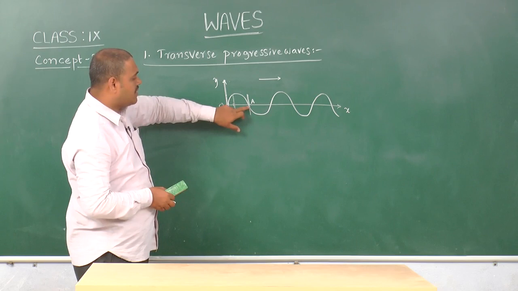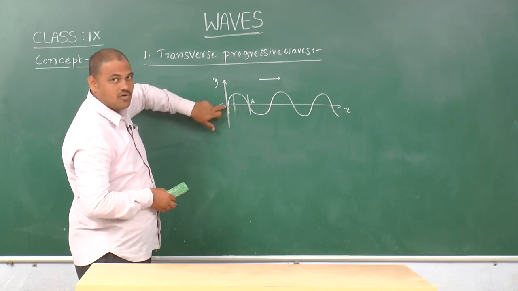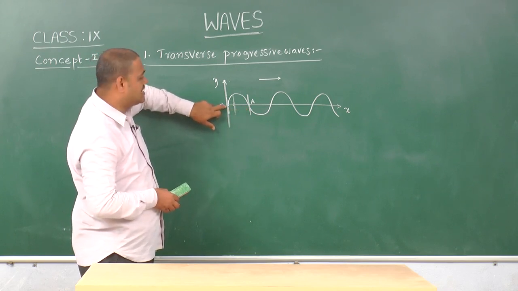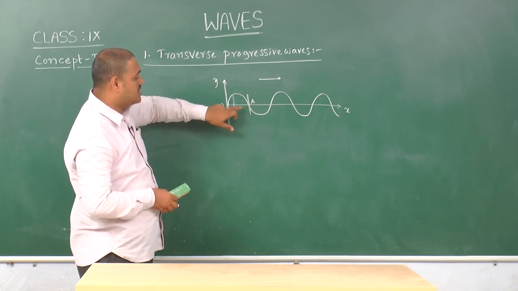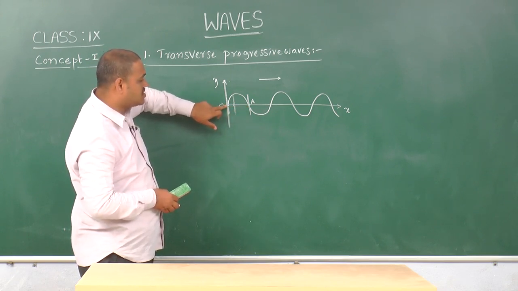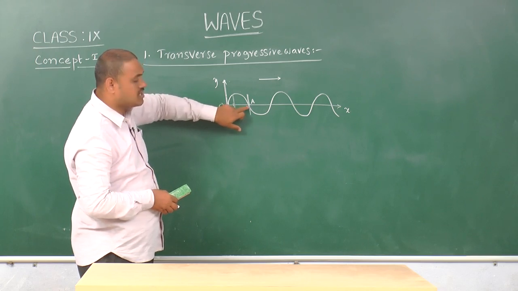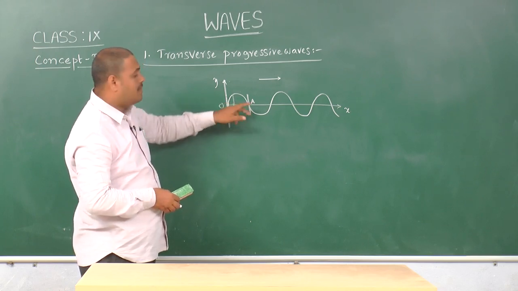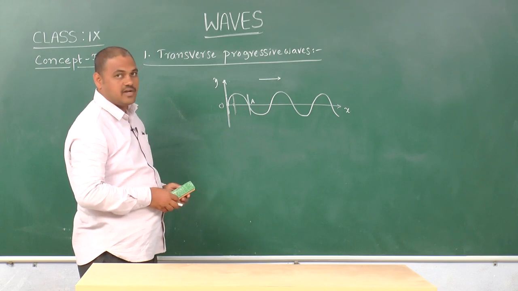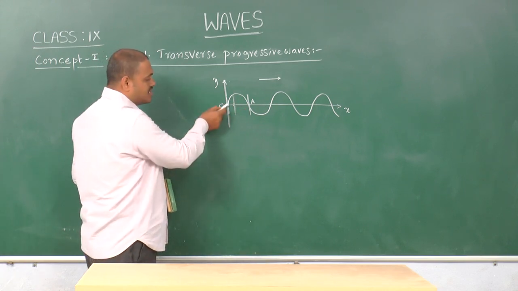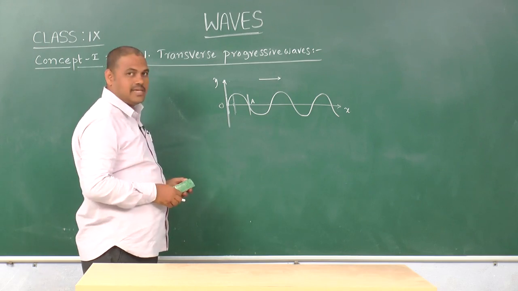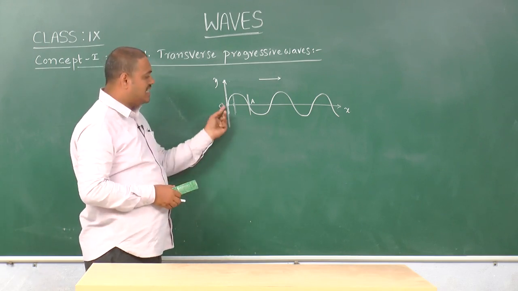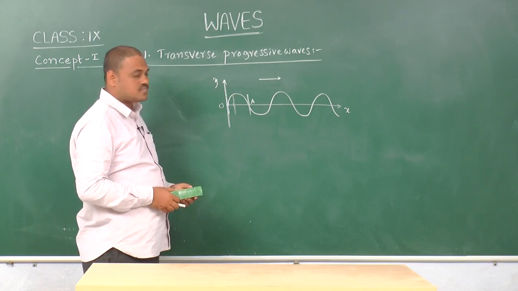That means the phase of the particle at O must be greater than the phase of the particle at A, but the particle displacements at position O and at position A are equal, but their phases are different. All the particles have the same displacements, all the particles have the same time period, but they differ in phase.